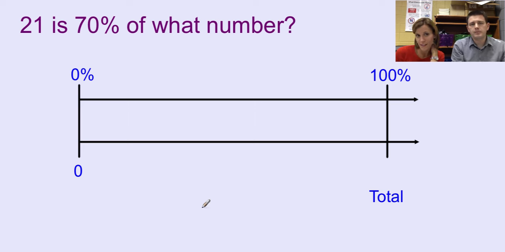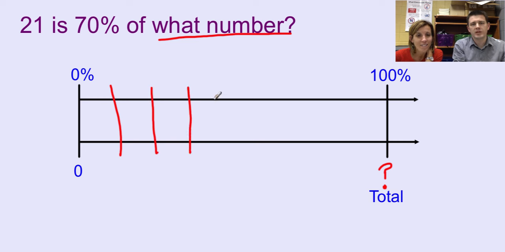All right, it says 21 is 70% of what number? So we don't have the total; that's what we're going to find. We cannot count anything but tens, I see, so we need 9 lines or 10 equal sections?